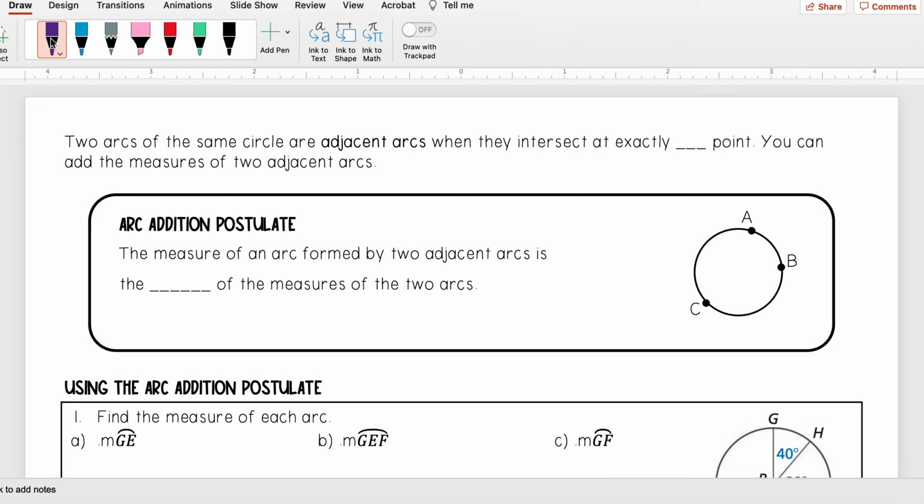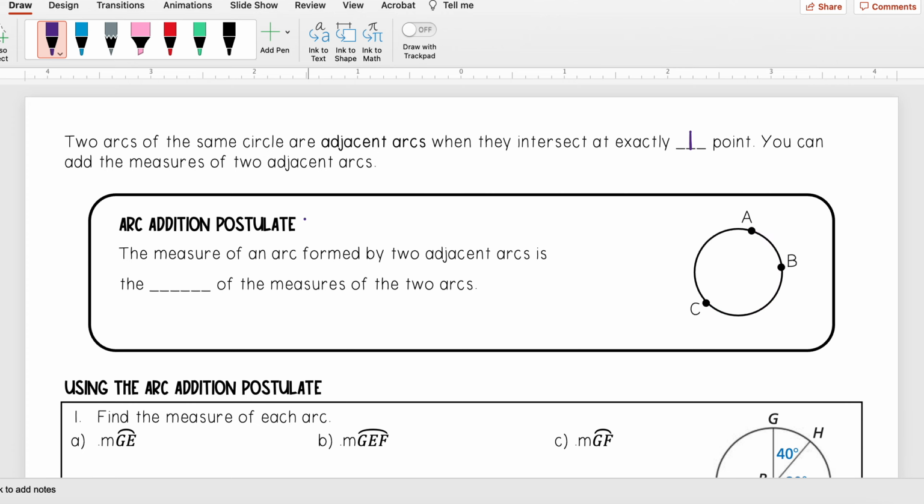So first we see that two arcs of the same circle are adjacent arcs when they intersect at exactly 1 point. You can add the measures of two adjacent arcs. In other words, adjacent arcs are just those arcs that are right next to each other. So for instance, if I'm looking at this picture right here, my arc AB and arc BC would be adjacent arcs, and that's because they only intersect at my point B.